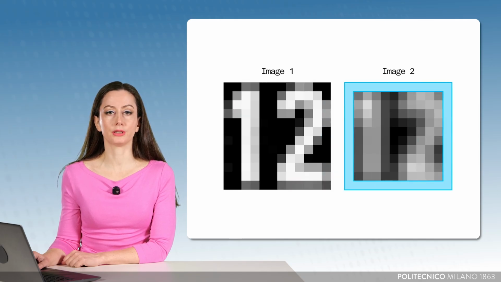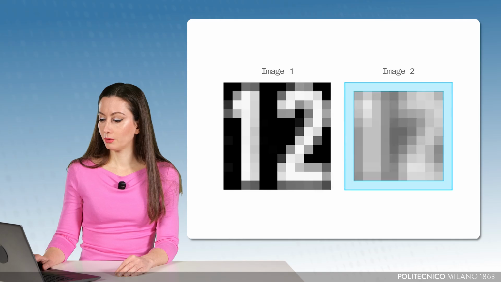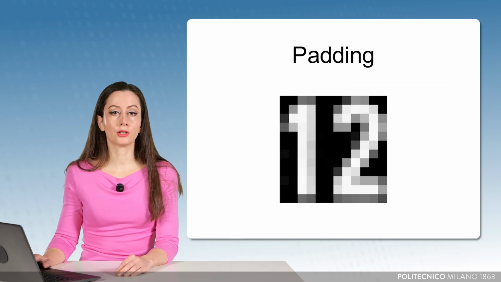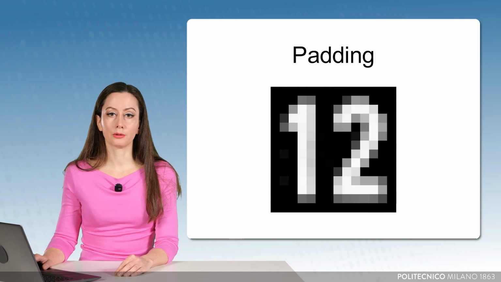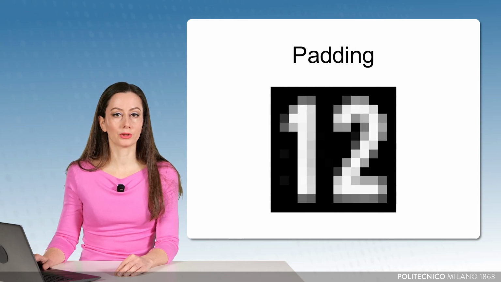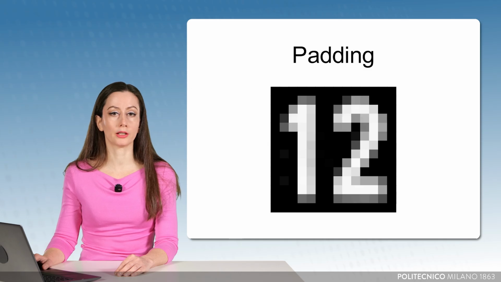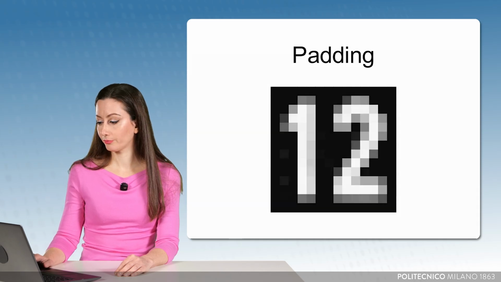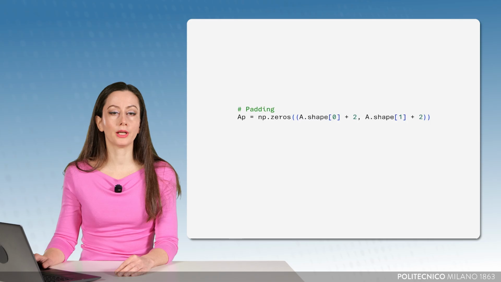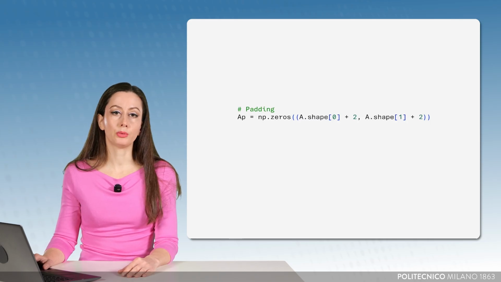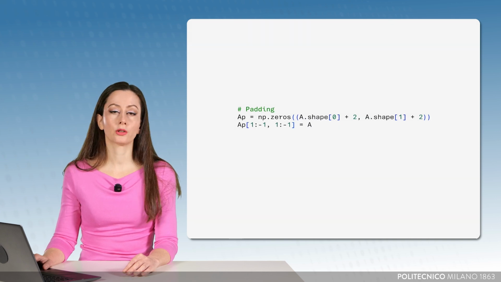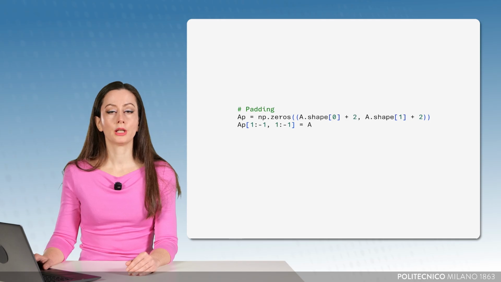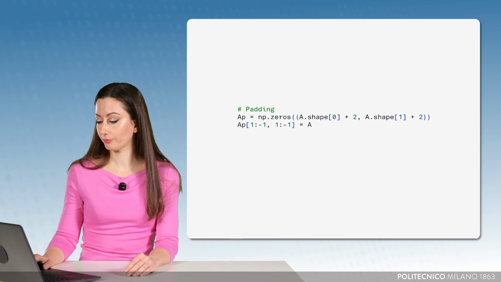So how can we avoid this side effect? We can perform padding on the original image before filtering. So we basically add pixels all around it so that each pixel has 8 neighbors. And the easiest option is to simply add black pixels. We can do it in this way. We create a larger matrix AP, which has 2 rows and 2 columns more than A. And then we can copy A into AP, going from the second to the second-to-last rows, and similarly for the columns.